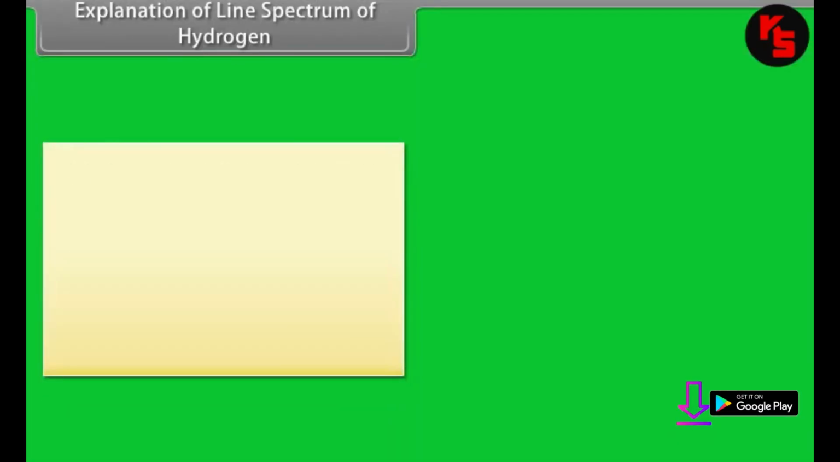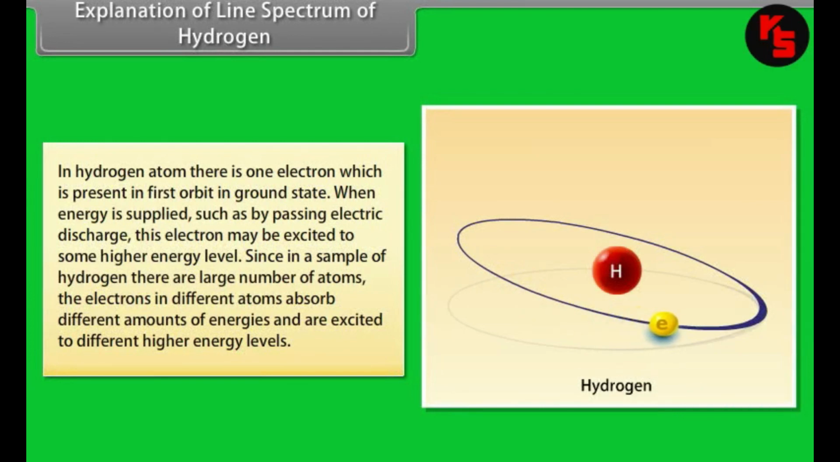Explanation of line spectrum of hydrogen. In a hydrogen atom, there is one electron which is present in the first orbit in the ground state. When energy is supplied, such as by passing an electric discharge, this electron may be excited to some higher energy level. Since in a sample of hydrogen there are a large number of atoms, the electrons in different atoms absorb different amounts of energies and are excited to different high energy levels.